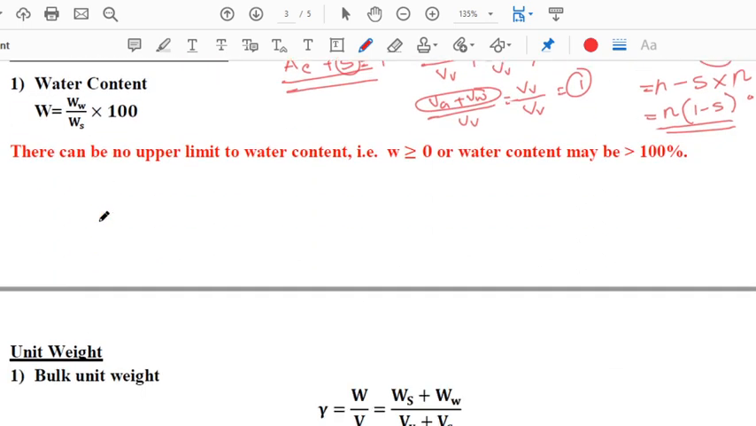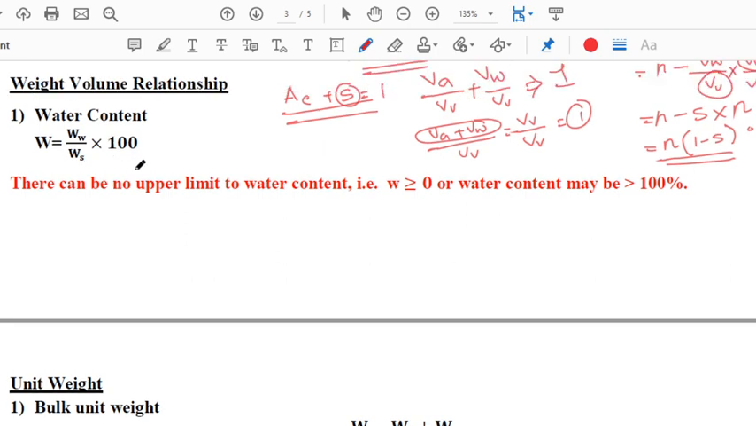Now let us see the weight relationship. There is only one weight relationship, that is the water content. Water content is the ratio between the weight of water and weight of solids. So can water content be equal to 0? If water content has to be 0, that means weight of water has to be 0. In the three-phase system, this is water, this is solids. It is definitely possible that weight of water becomes 0.